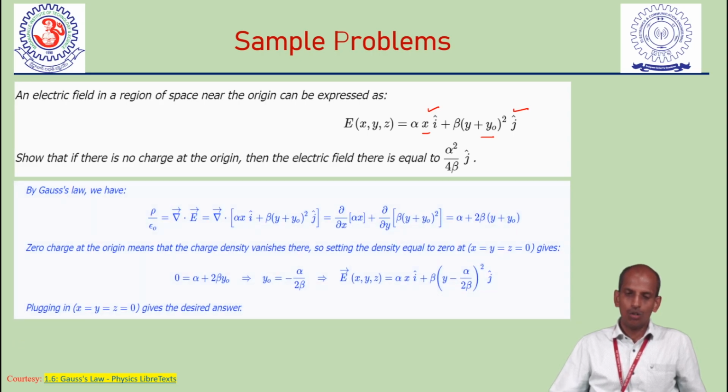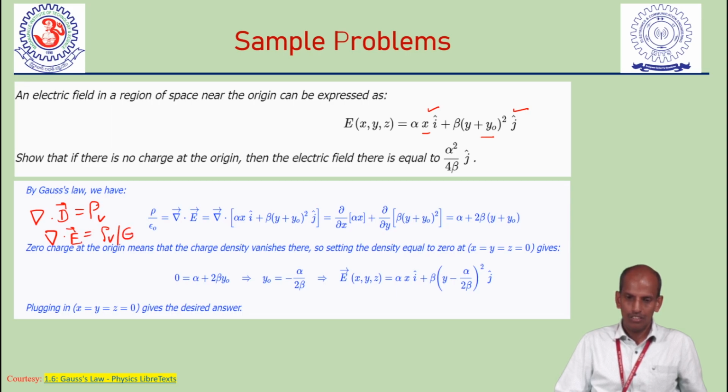So just now we have seen that del dot D is rho v. So one can write del dot E is rho v over epsilon. So that is the first expression.